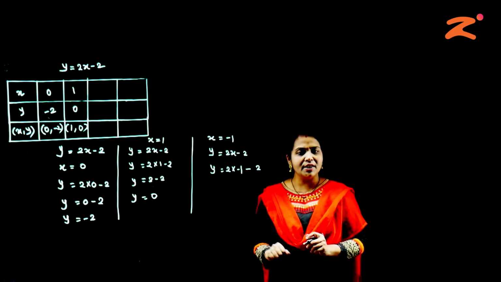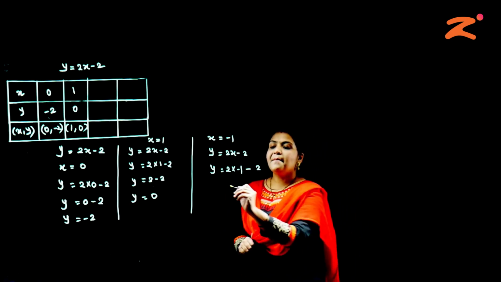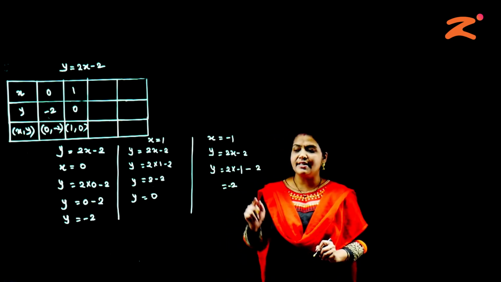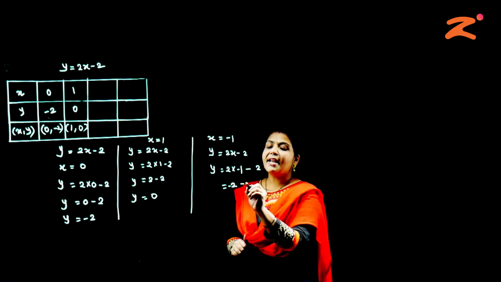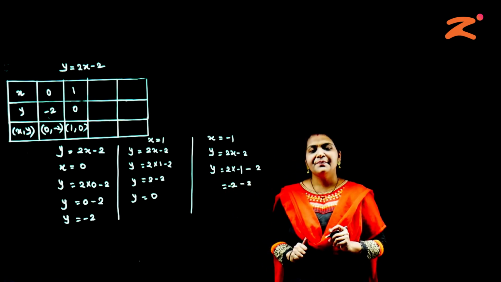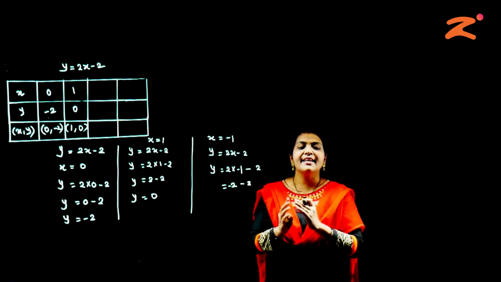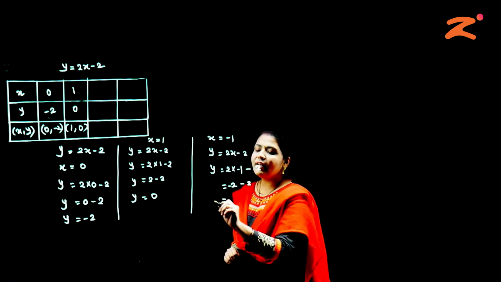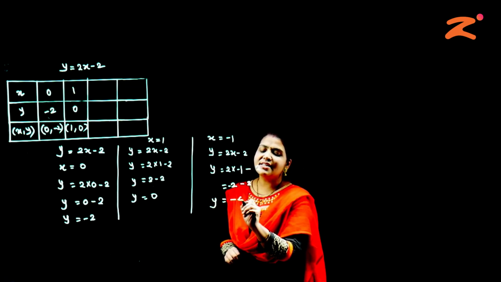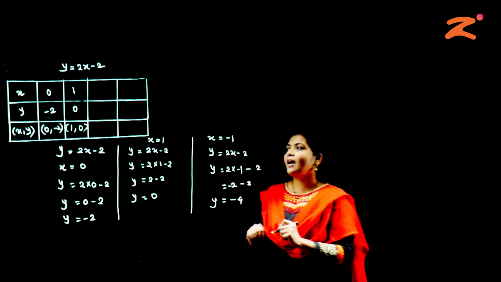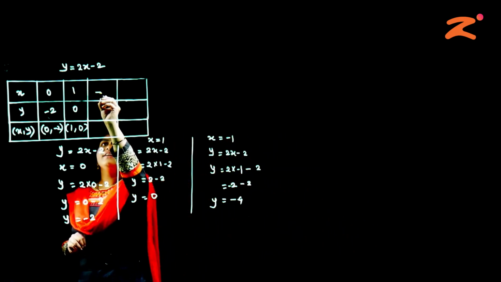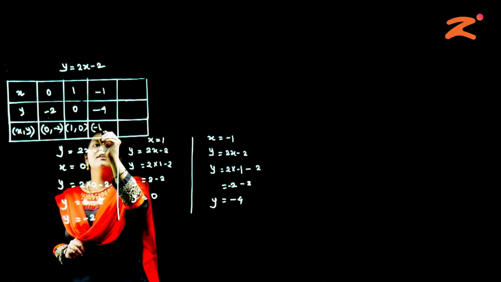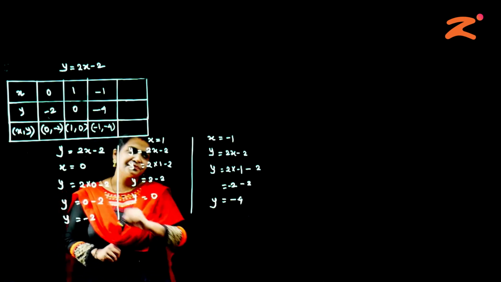2 into -1, what is the answer? Correct, it is -2. 2 into 1 is 2, and the sign of the negative term comes because of the -1. And then -2: minus, minus, there is addition of the numbers and the sign is negative. So here you will get y is equals to -4. We'll write in this table now. Here x is equals to -1 and y is equals to -4. So the coordinates you will get are -1 and -4.